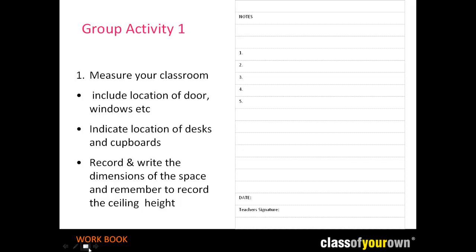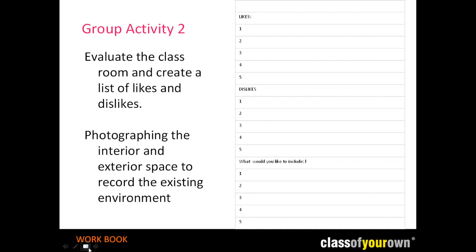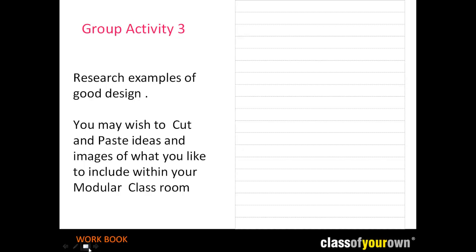So let's just review. Okay, group activity 1: measure your classroom. Include the location of doors and windows. Indicate the location of desks and cupboards. Record and write the dimensions of the space, and remember to include the heights of windows and ceiling heights. In part 2, by evaluating the room, we can write down what we like and what we don't like. And again, photographs of the space will help to remind us.